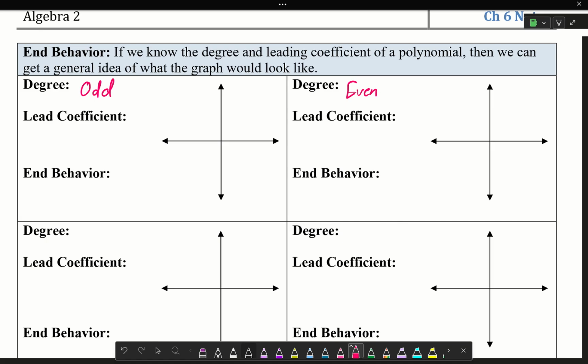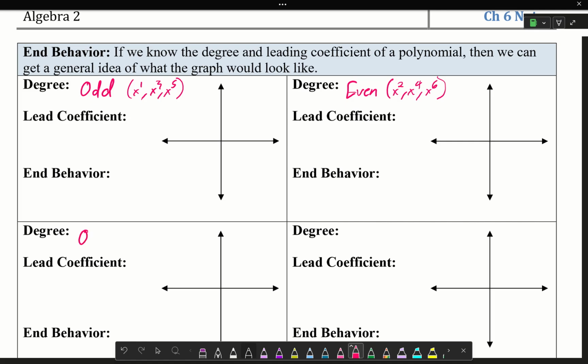And in the case of odd, of course, we're talking about x to the first power, x to the third power, x to the fifth power, etc., all these odd powers. And on the right side over here, we'd have x with an exponent of 2, 4, 6, etc., all of those evens.